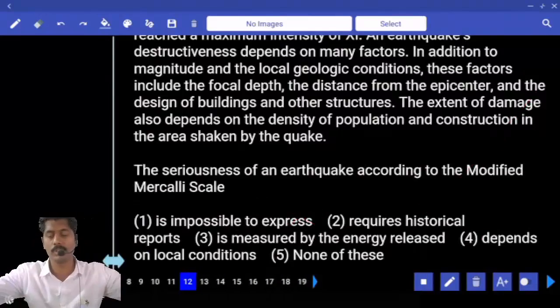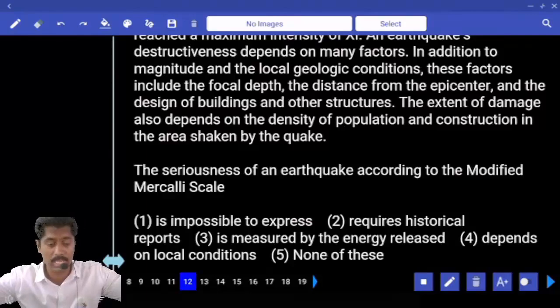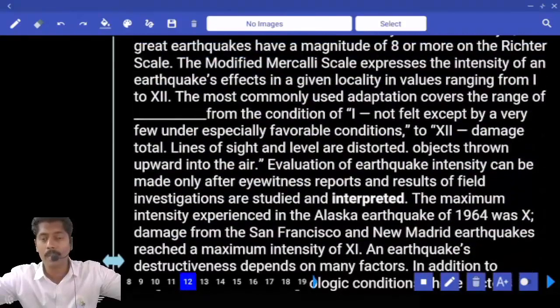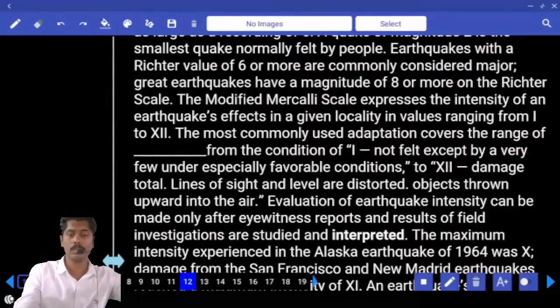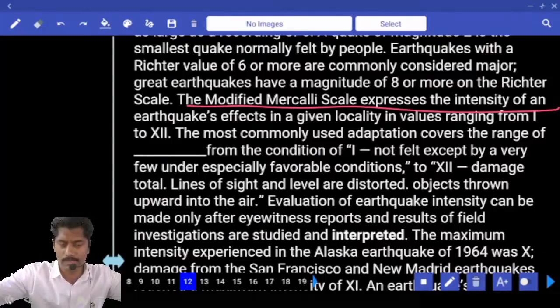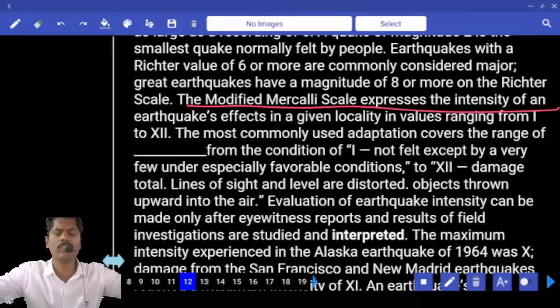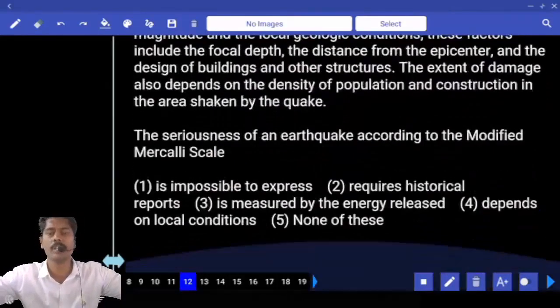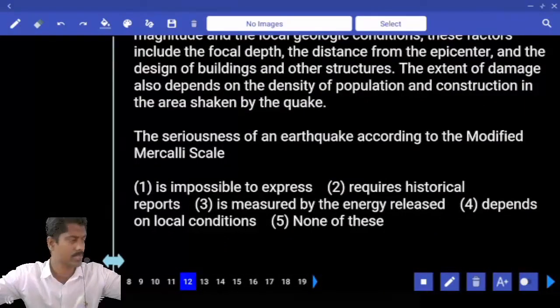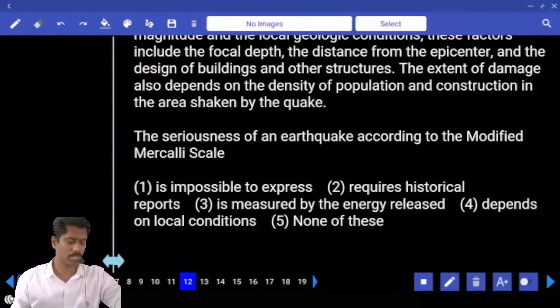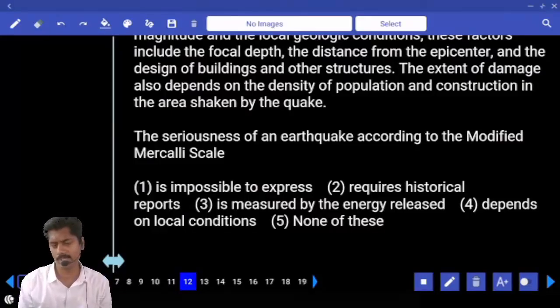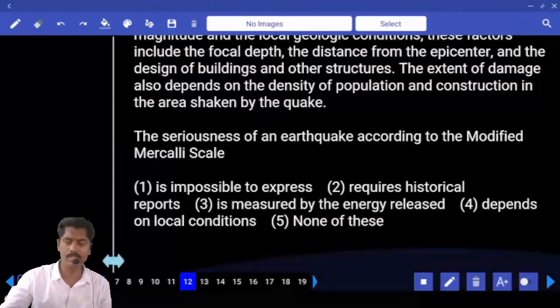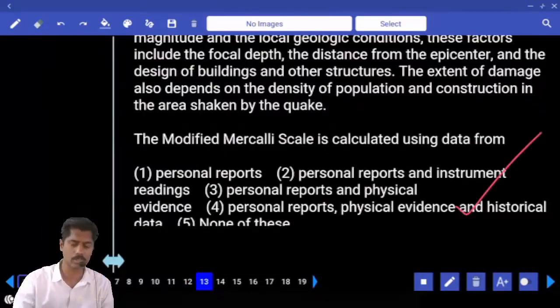The seriousness of an earthquake according to the modified Mercalli scale. Where is that? The modified Mercalli scale expresses the intensity of an earthquake's effects in a given locality in values ranging from 1 to 12. Only in a given locality will the values range. Impossible to express, requires historical reports, is measured by the energy released, depends on local conditions. Answer is the fourth one. It depends on locality, local conditions.